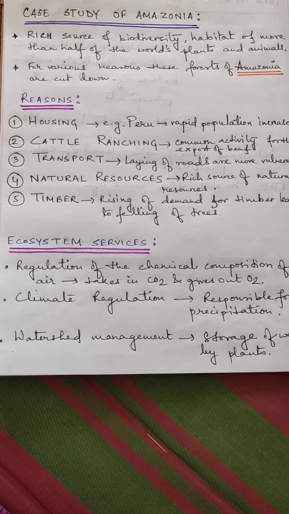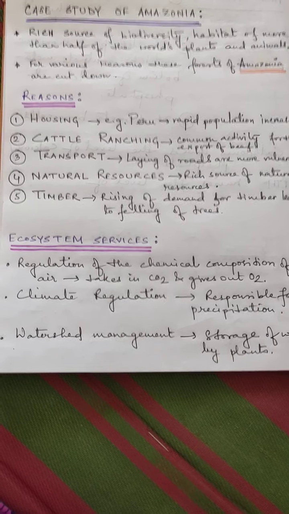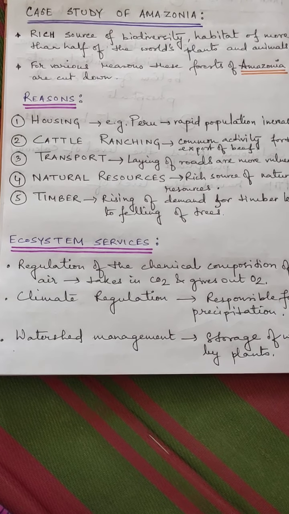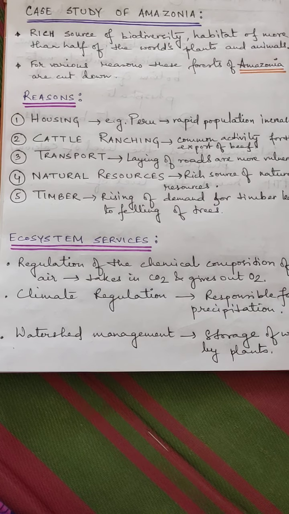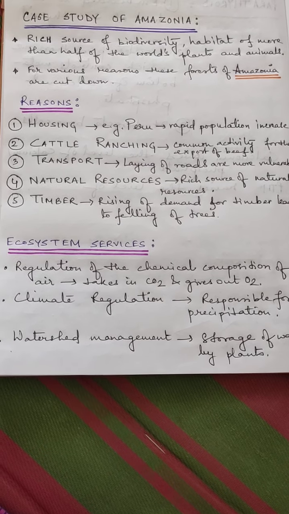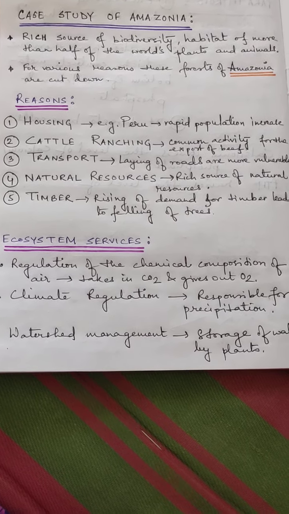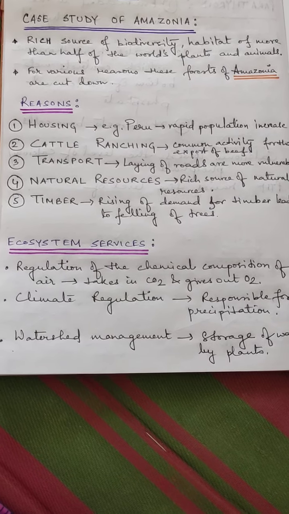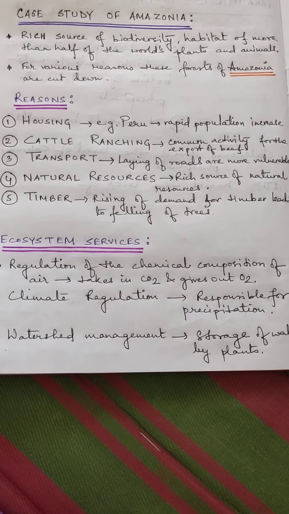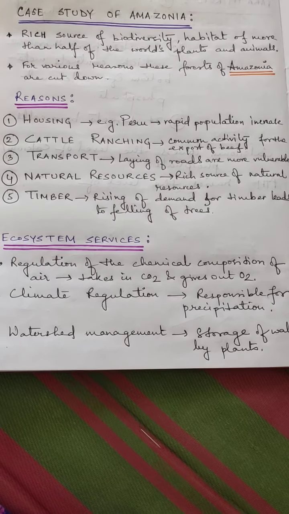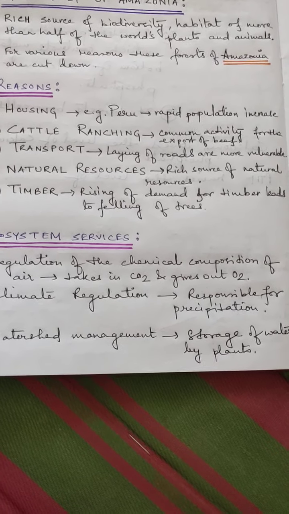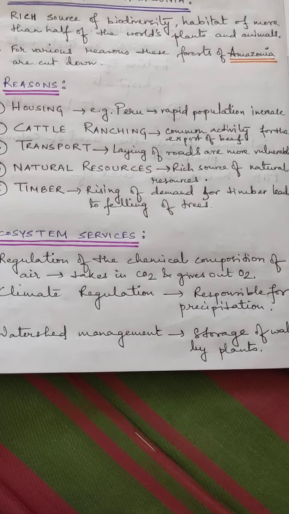Okay, but there are many ecosystem services also that Amazon forests provide us. First is regulation of the chemical composition of air, because you know it has got many plants in it, and plants are the biggest source in our ecosystem, which takes in carbon dioxide and gives out oxygen for our breathing. So it's very important. Number 2, climate regulation. You know, mainly the trees and plants are responsible for precipitation, that means rainfall. Number 3, watershed management, storage of water by the plants, or retention of water by the plants.